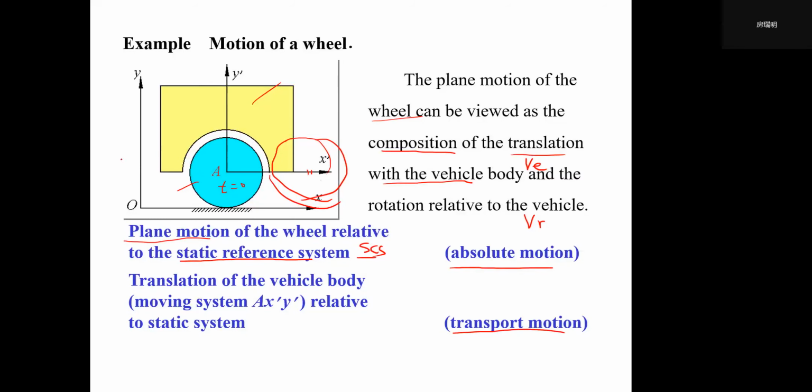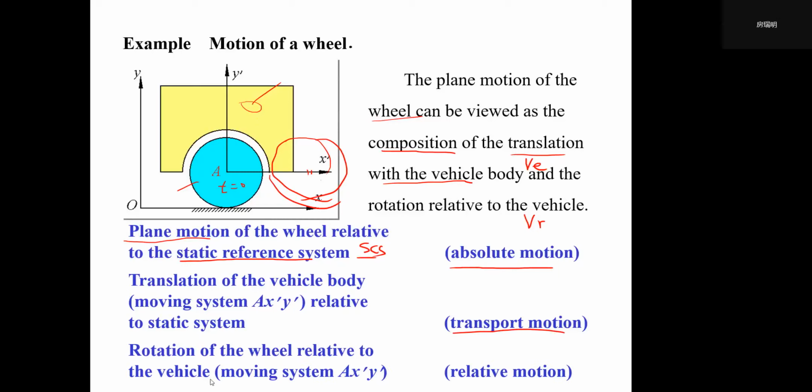Because if you are sitting on the car, because of the movement of the car, you will have movement with the car. That means transport. More like this car will drive you from one position to another position. This is called transport, right? So that's what we have learned from chapter 8. And we also have rotation of the wheel relative to what? To the vehicle. So this is the VA, this is VE, and this is VR, right?